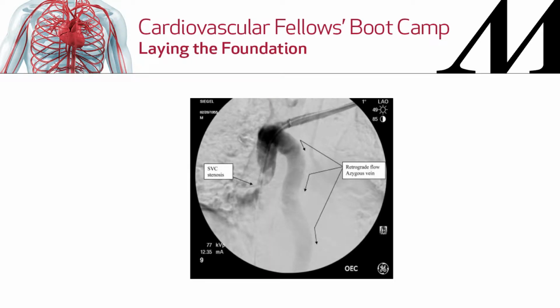So this is a depiction of an SVC stenosis. This is a complication of chronic catheter use. You can see here the filling defect in the SVC, the stenosis. And when this happens, collaterals, of course, will develop in order to allow for venous drainage.